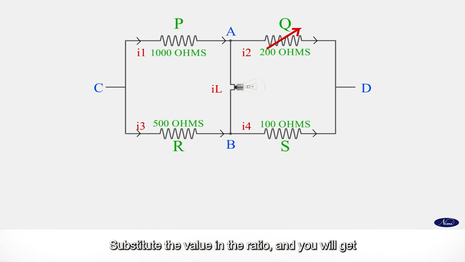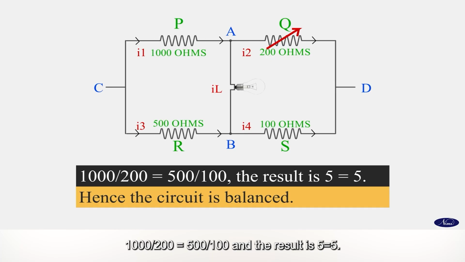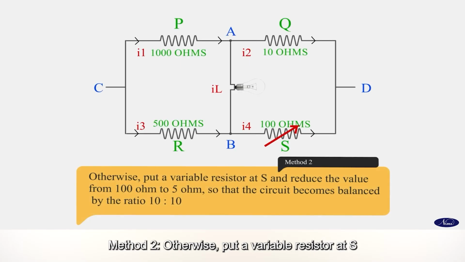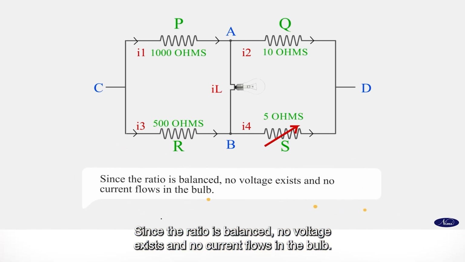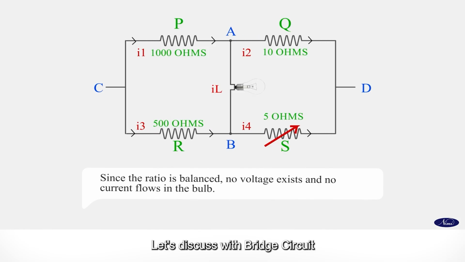Substitute the value in the ratio and you will get 1000 by 200 is equal to 500 upon 100 and the result is 5 equal to 5. Method 2. Otherwise, put a variable resistor at S and reduce the value from 100 ohm to 5 ohm so that the circuit becomes balanced by the ratio 10:10. Since the ratio is balanced, no voltage exists and no current flows in the bulb.